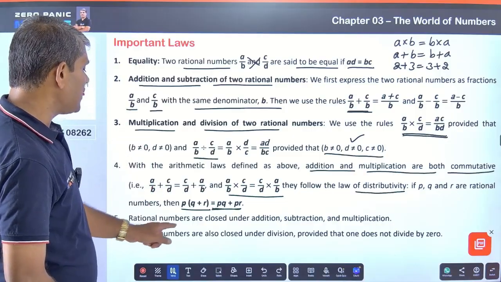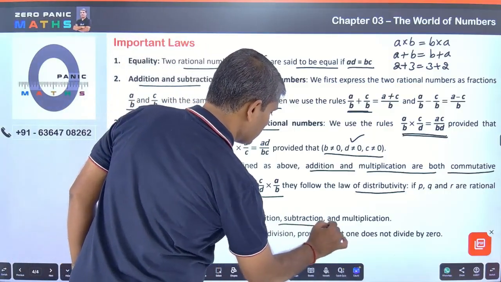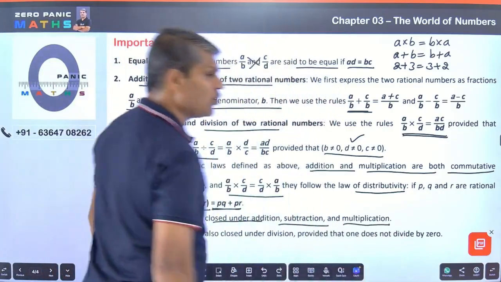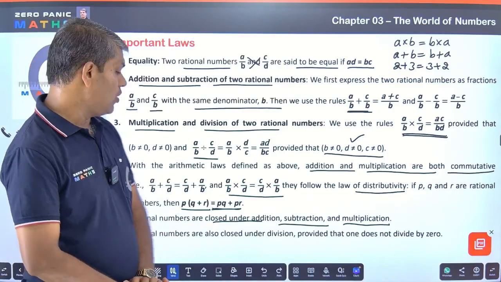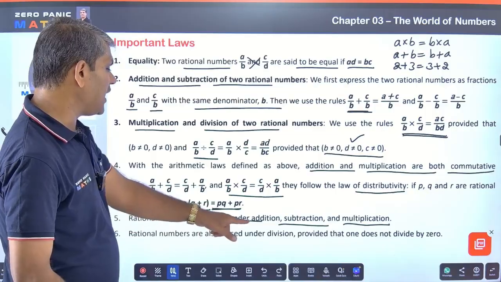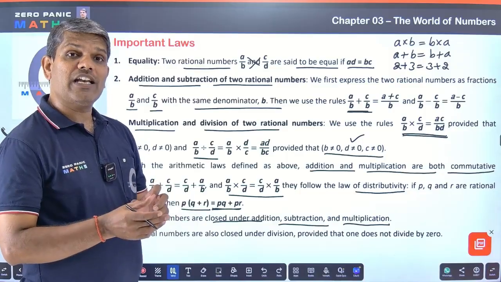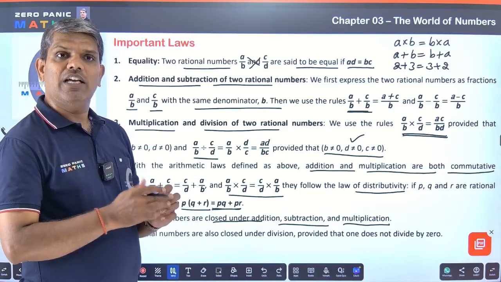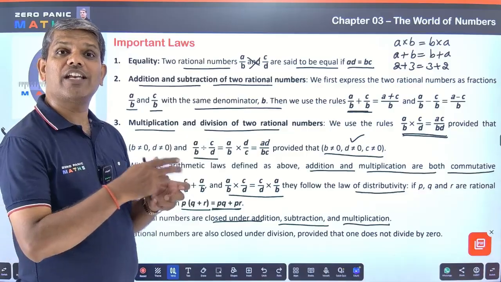Rational numbers are closed under addition, subtraction, and even multiplication. I already told you in the previous session, we have discussed what you mean by closed under addition and subtraction. What you mean by closed under addition is that when you add two rational numbers, you will get another rational number only. That is what is called closed under addition.